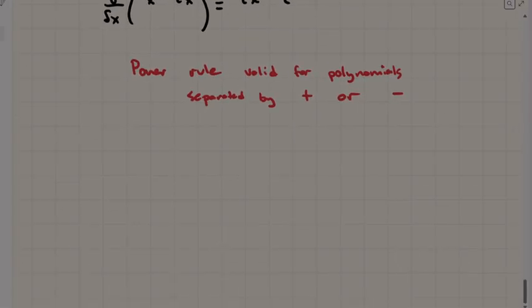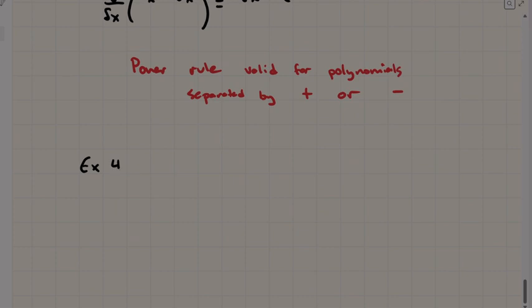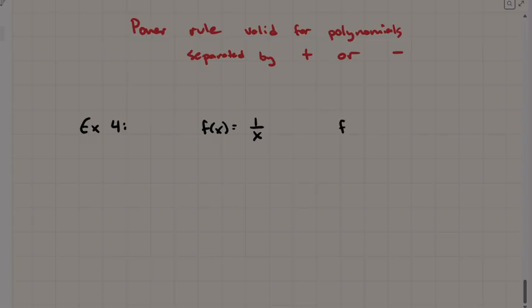Okay, example 4. Now let's do the same method using f of x equals 1 over x. All right. So what we've been doing before, we just want to figure out what's f of x, what's f of x plus h, and then put them in the formula. So f of x plus h, that would just be 1 over, plug in that, so 1 over x plus h. All right, we're ready to go.